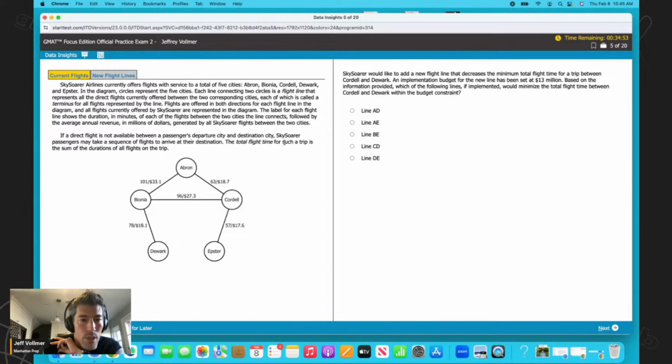If a direct flight is not available, it may take packages on a sequence of flights. Total flight time is the sum here. So if I wanted to go from A to E, I'd have to add 101 plus 78 for 179 minutes.